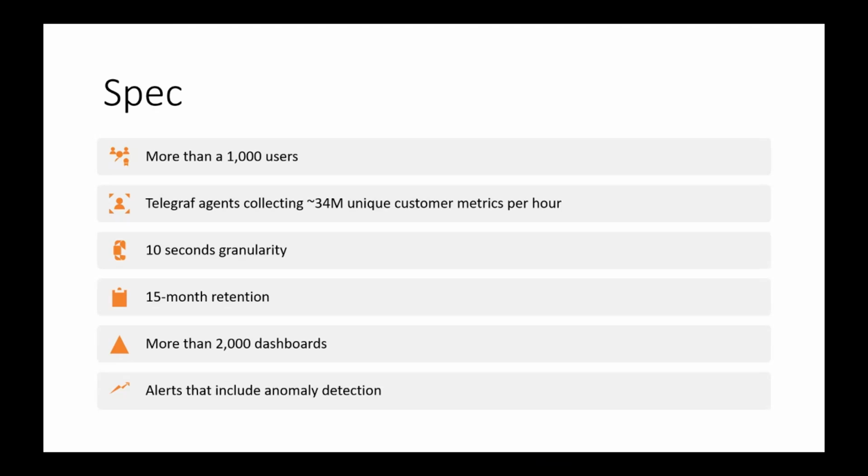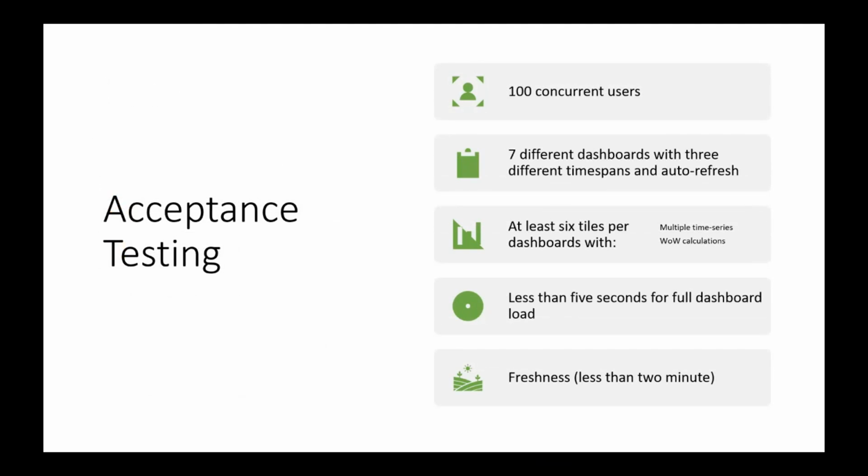The next slide is about the acceptance testing that we had. We had a testing app simulating 100 concurrent users, 7 different dashboards with 3 different time spans. All of them are auto-refreshing every 10 seconds, with at least 6 tiles per dashboard. And they wanted all of those dashboards to load in less than 5 seconds. Everything has to be super responsive. And the data should be fresh, less than 2 minutes from when it was created by the different applications.